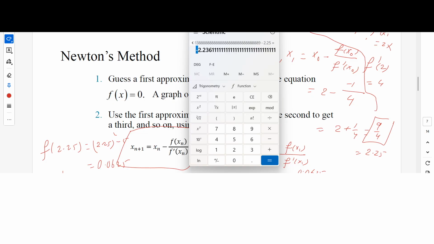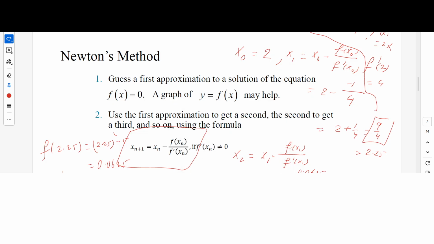So this is 2.236. From the first approximation to the second approximation, 2.2 is repeated. So if you just want your answer to be right up to 1 decimal place, then the answer is 2.2. But if you want to get a more accurate result, then you have to keep going, you have to keep doing the very same thing again and again. Okay. That's how you use Newton's method.